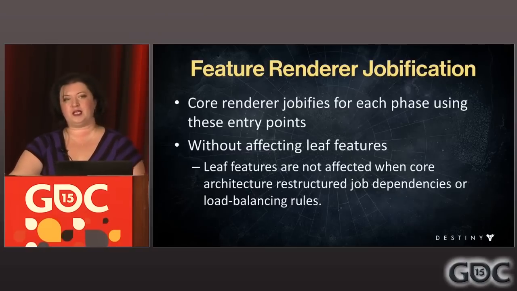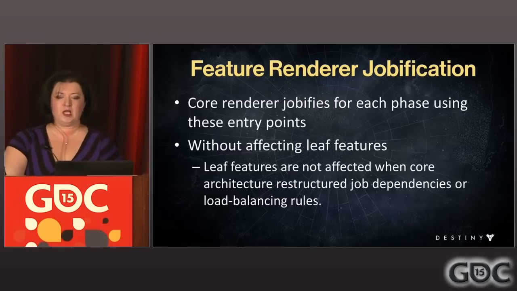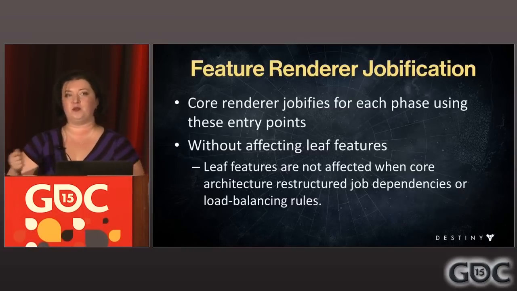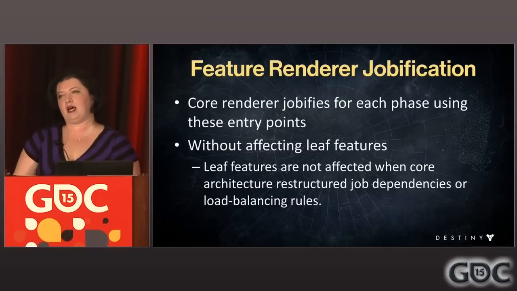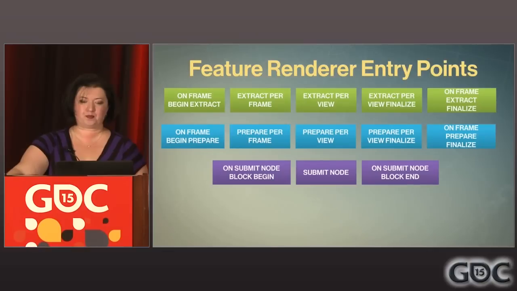Now, the core architecture generates jobs for every phase: extract, prepare, and submit. And this jobification is done automatically. The reason this is so important is because throughout development of our game, we continuously added and removed features. We added platforms fairly late in development. And we also had to go back and rejigger the load balancing for existing platforms. But none of the leaf feature code was affected, which was awesome.